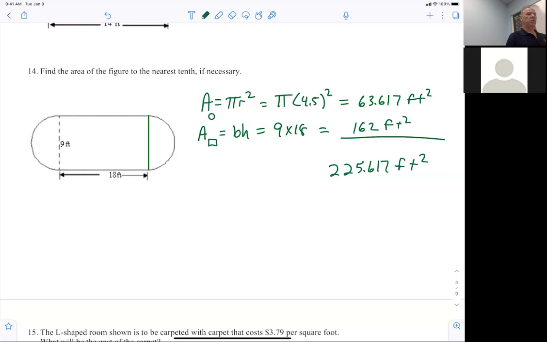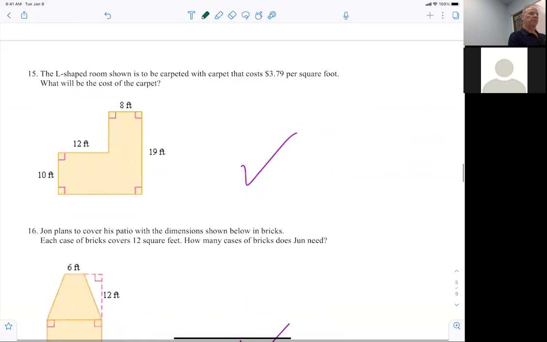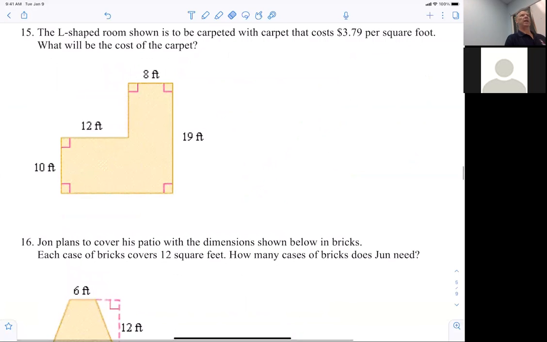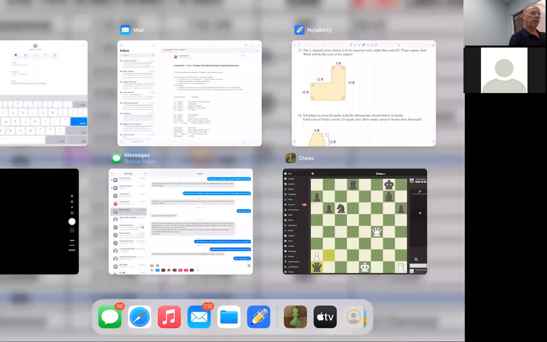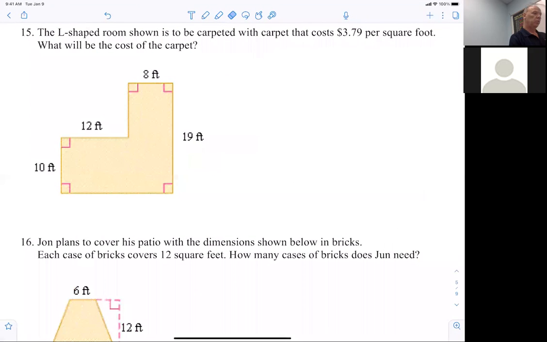All right? Misha, you're up. Number 15. Tell me what you're doing. Loud and proud, girl. Yes. So my question to you is, did you cut it this way or did you cut it the other way? All right, perfect. So we did this right here, right? Okay, so you cut it into 2 rectangles, right? So I'm going to call this rectangle 1 and this rectangle 2.